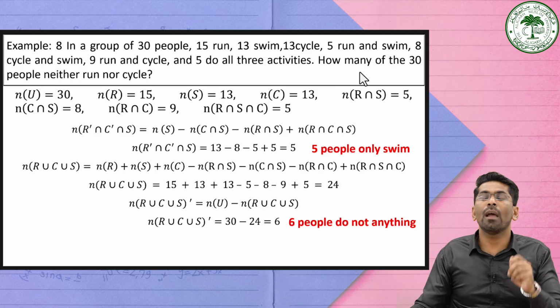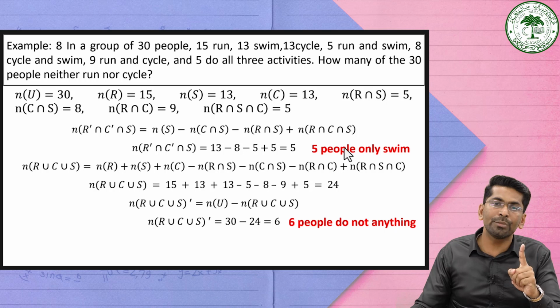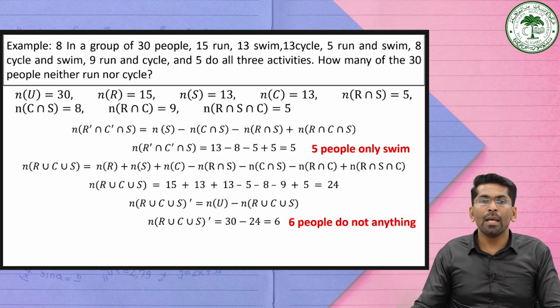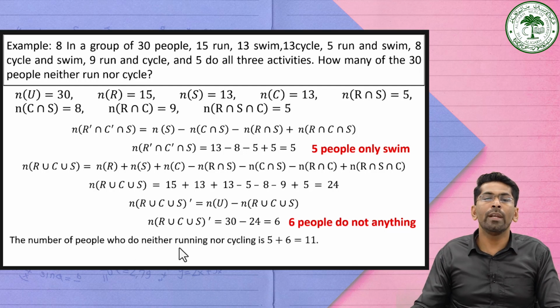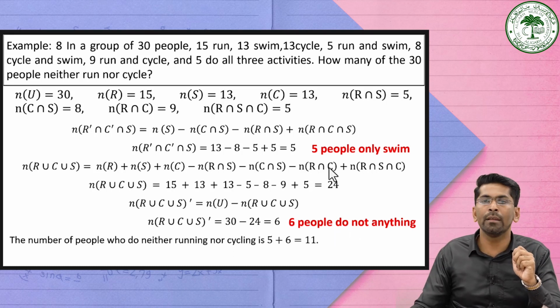So our question is, how many of the 30 people neither run nor cycle? Two groups of people come under this particular category. One is those people who only swim, and the second is those people who do not do anything. These two groups of people come under this category. So the number of people who do neither running nor cycling is equal to those people who only swim plus those people who do not do anything. So it is 5 plus 6, which is equal to 11. In this way you can solve this particular example.